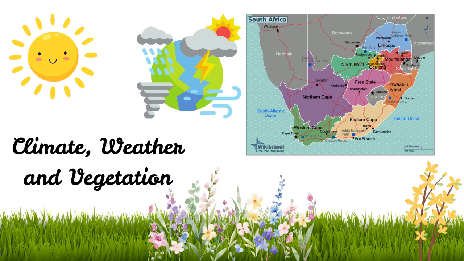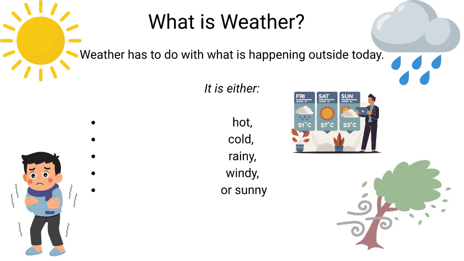Good morning, class. Today we are going to explore how climate, weather, and vegetation are connected. You might think that these are separate things, but actually they work together all of the time. So let's find out how using South African examples. Learners, let's dig into the lesson.